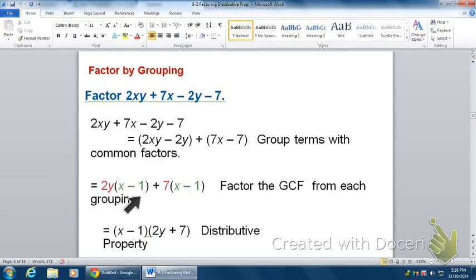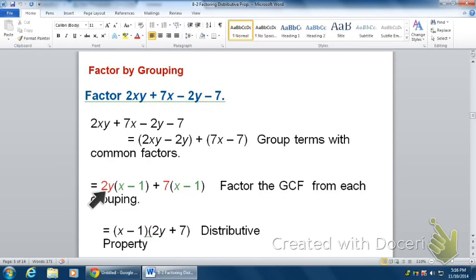Next, they factor the greatest common factor from each grouping. What they mean by that is they went ahead and factored their two terms. Let's look at the first term, 2xy minus 2y. Do not look at anything else except this first one. If you want to factor these two terms, you can do that. And they found out that 2y is the GCF, greatest common factor, of just those two terms.